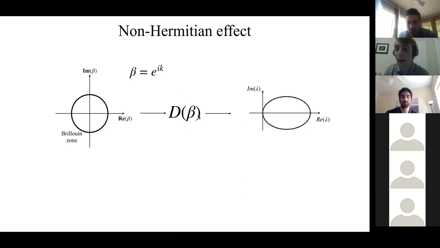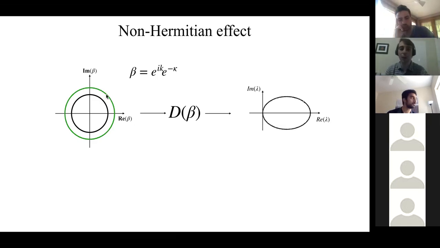But if you have open boundary conditions, you realize that you can actually diagonalize the translation operator with a little bit more freedom. You can actually add this additional piece, which is an exponential localization to either boundary that would still respect translational symmetry. And what that corresponds to in this picture is deforming the Brillouin zone off the unit circle in the complex plane.